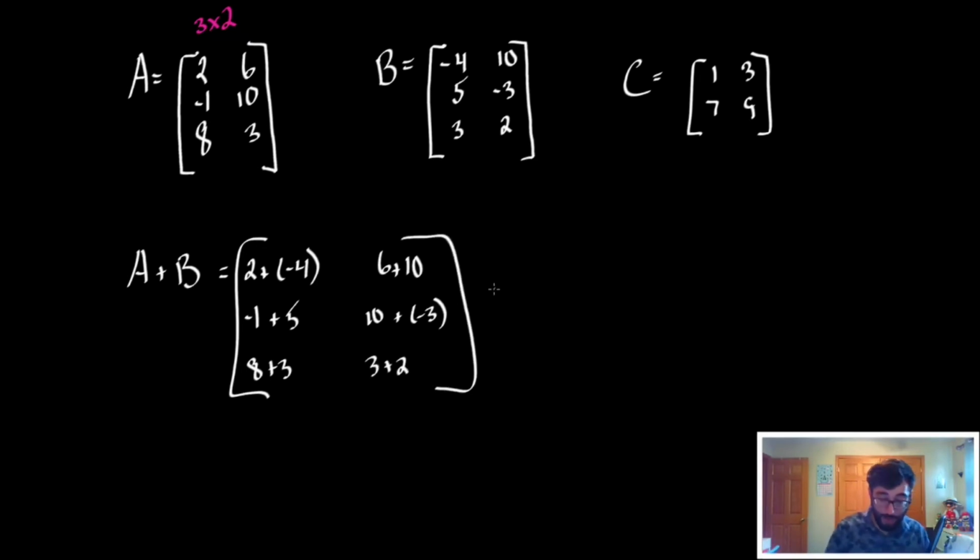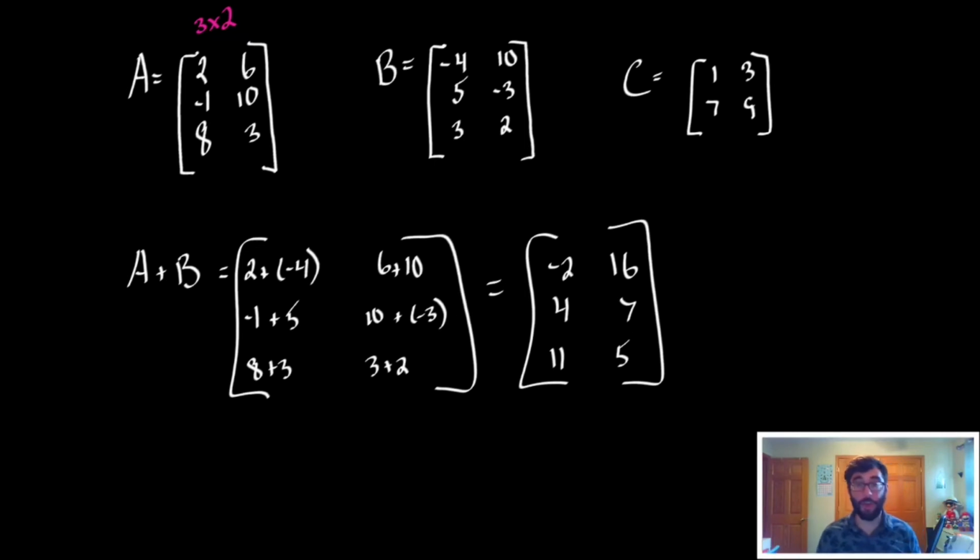That would get me that A plus B is equal to -2, 16, 4, 7, 11, 5. And it's actually just that simple. That's all that matrix addition is. Subtraction would work the exact same way.